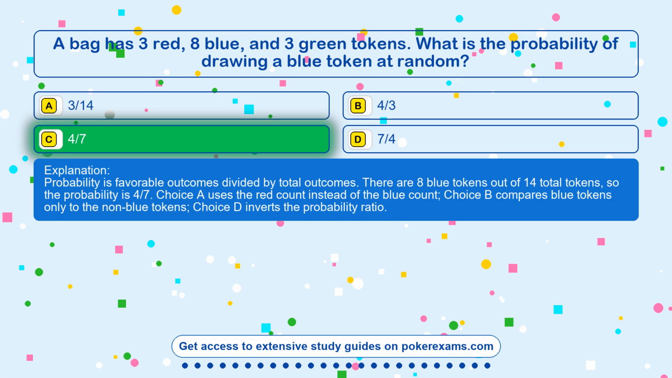Probability is favorable outcomes divided by total outcomes. There are 8 blue tokens out of 14 total tokens, so the probability is 4/7. Choice A uses the red count instead of the blue count, choice B compares blue tokens only to the non-blue tokens, choice D inverts the probability ratio.